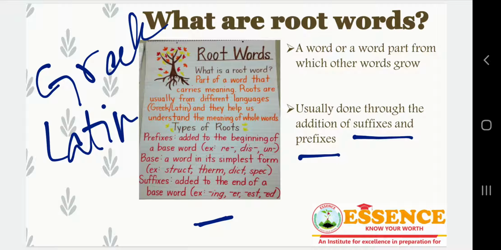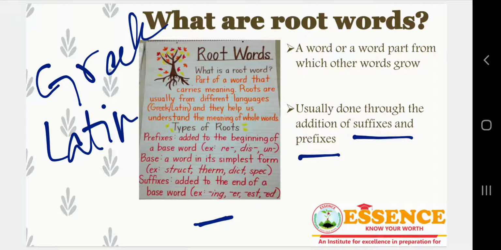So roots are usually from different languages, either Greek or Latin, and they help us understand the meaning of the entire word. So sometimes if you just recognize the root, you'll be able to understand ki हाँ यार, this word means something similar to this. So maybe that is not the requirement of the question, so you can use elimination or you can just use your judgment to solve that question.